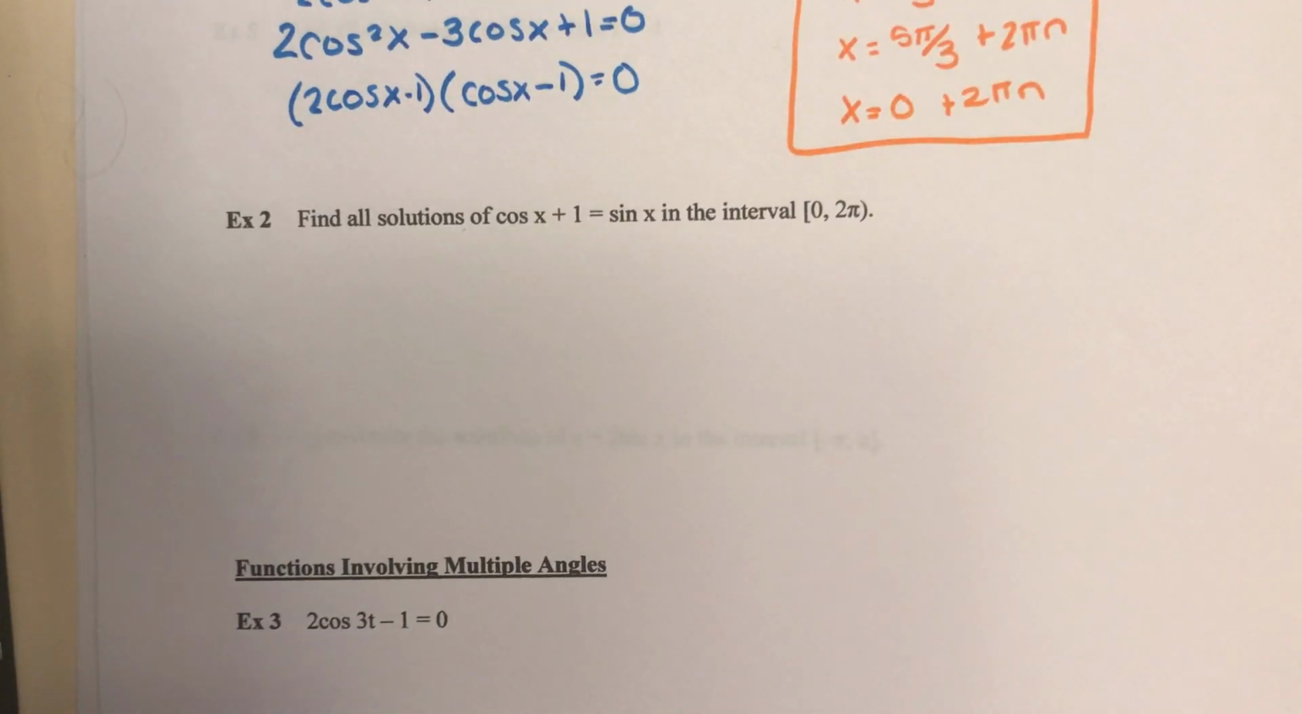Okay, next let's try number 2. Find all solutions of cosine plus 1 equals sine on the interval from 0 to 2 pi. So for this one, we do not have to add a 2 pi n to this.